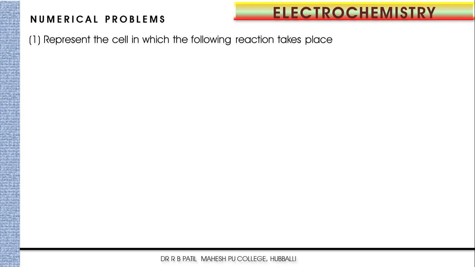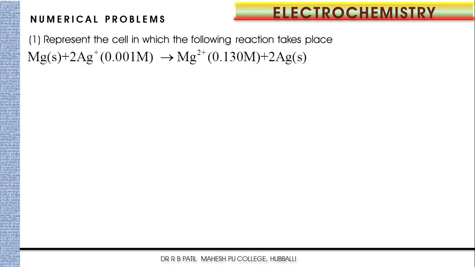Represent the cell in which the following reaction takes place. Here they have given one cell reaction and they told us to represent the cell first, and once we represent, next we have to calculate E cell. E cell means EMF of the cell, electromotive force of the cell or cell potential.